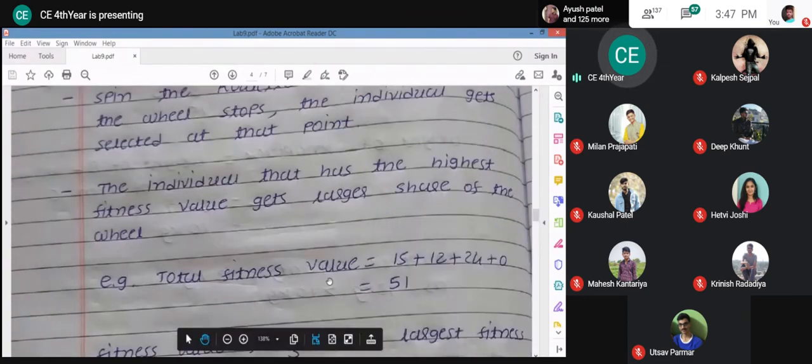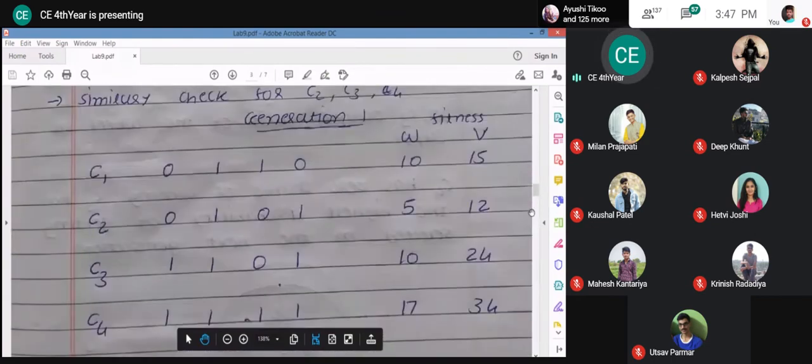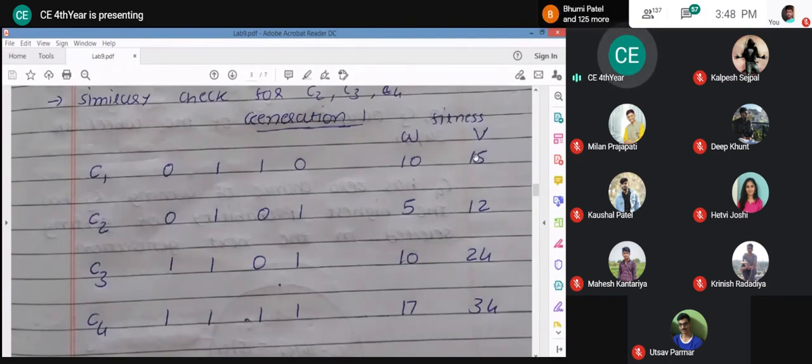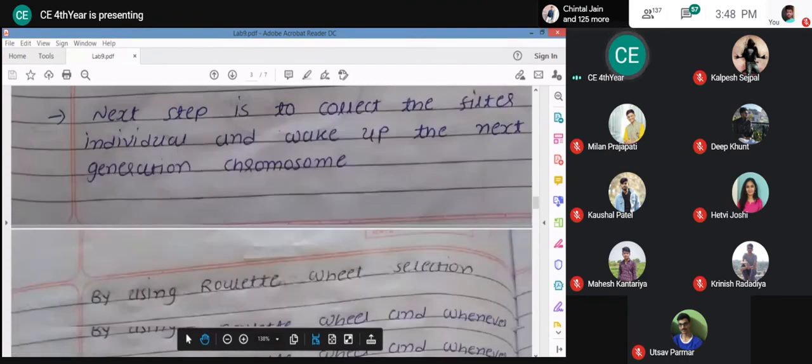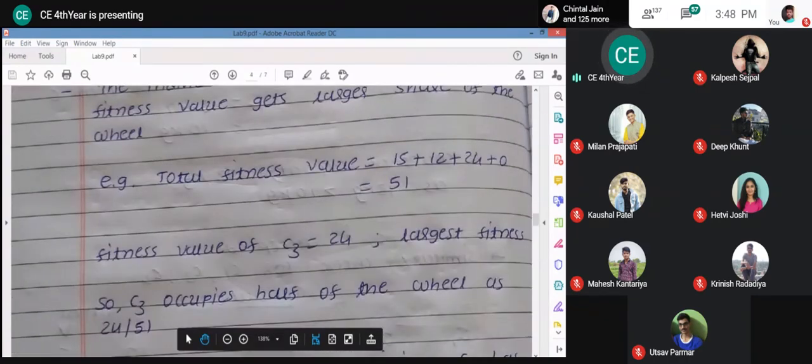So here I can say the total fitness value. How have I calculated the total fitness value? See, this is 15 plus 12 plus 24 plus 0. Why have I considered 0? Because C4 is discarded, right? The knapsack capacity is 12, but here it is 17. So for the knapsack value, 15 plus 12 plus 24 plus 0, the total fitness value we are getting is 51.